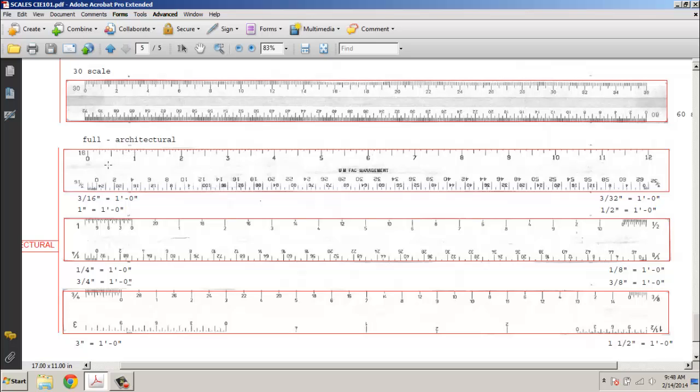So if you're measuring something out full scale, this would be 2 and 1, 2, 3, 4, 5, 6, 7, 8, 9/16. 2 and 9/16 because we have 16 divisions between each inch. This is the only part of the scale that reads just in one direction. Now the rest of these read in both directions.